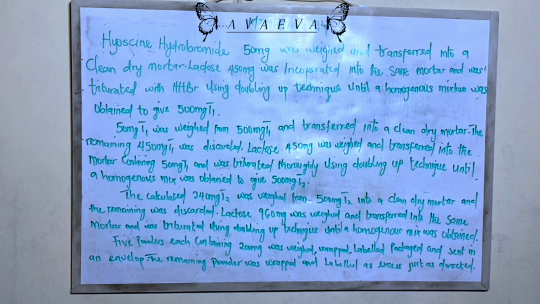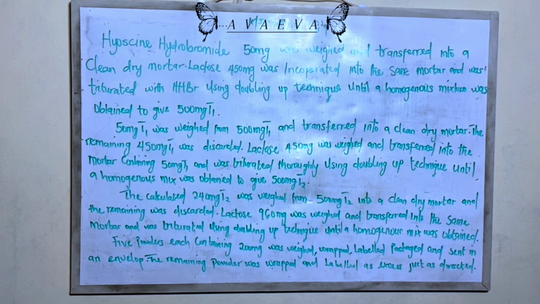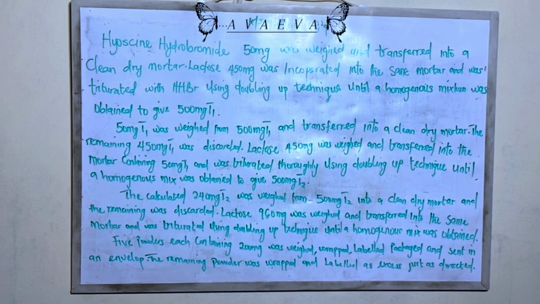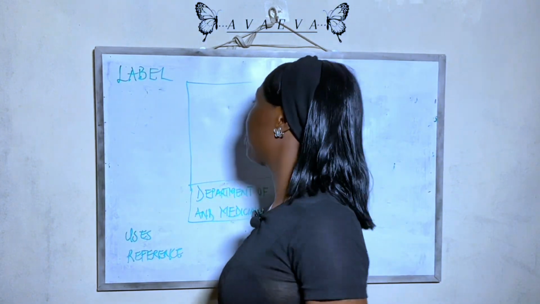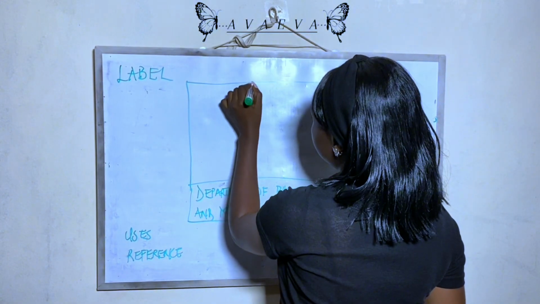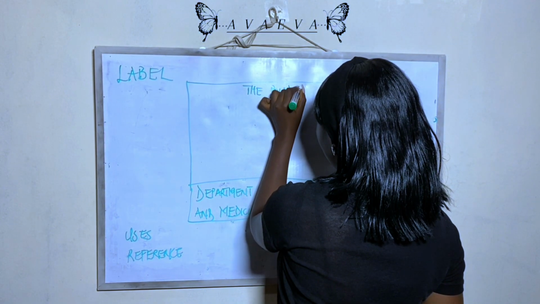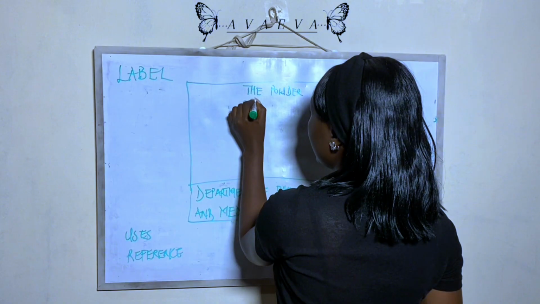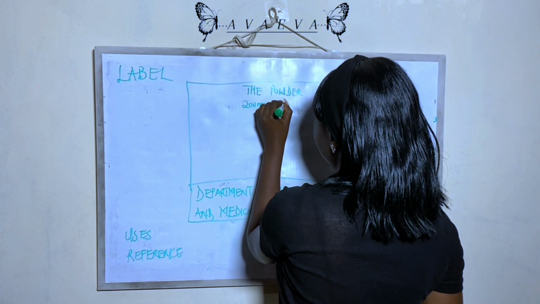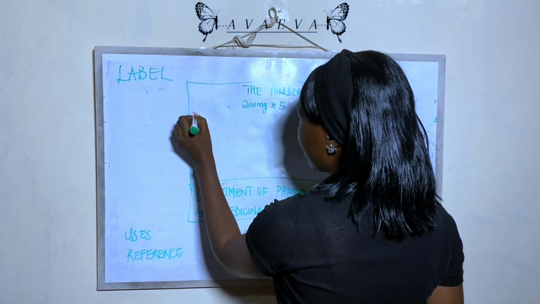Now, 5 powders, each containing 200 milligrams, were weighed, wrapped, labeled, packaged, and sent in an envelope. The remaining powder was wrapped and labeled as excess, just as directed. For our label, do not forget, since it is an internal preparation, everything has to be in black ink. Now you have the powder, 200 milligrams times 5, which is the amount you were asked to prepare.